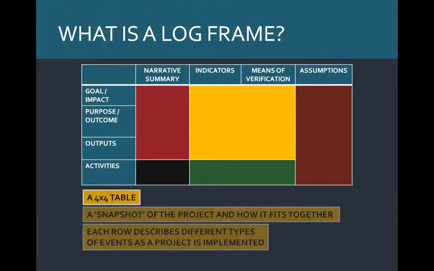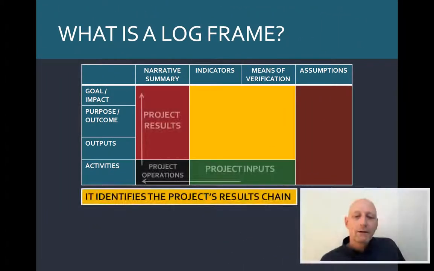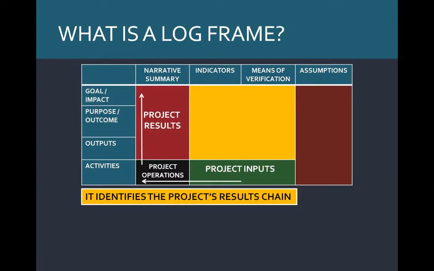First, we can see it's a table, 4 by 4, 4 rows, 4 columns. And it's a snapshot, it's a summary of the project. And each row, the activities, the outputs, the outcome, and the impact, describe different types of events as the project progresses over time. It also makes the results chain of the project explicit. It shows us the project inputs, the operations or activities, and the results, the output, outcome, and impact.